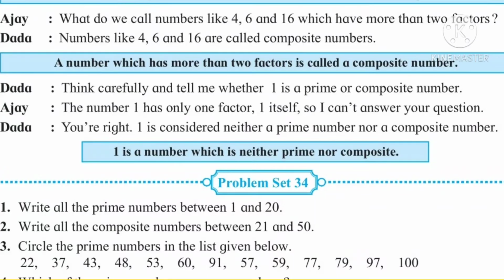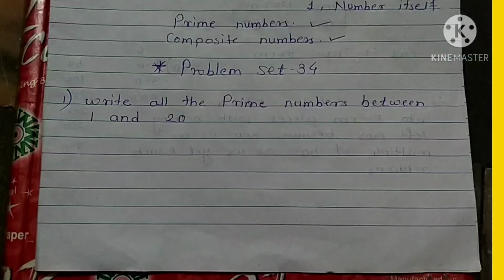So let's see the problem set 34. See the first question. Write all the prime numbers between 1 and 20. Now let's see how to solve it. We have to write the prime numbers between 1 and 20.